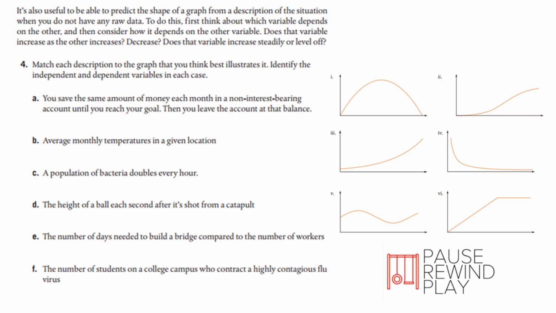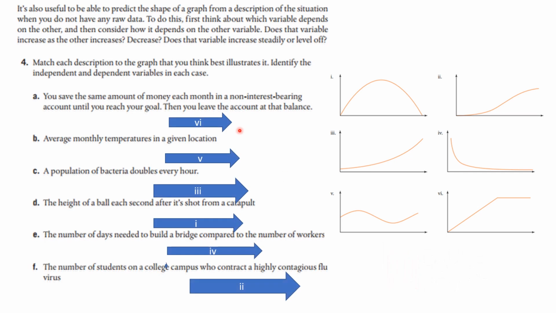Let's see how you did. So this is a 6. You've saved money, and then you just leave it there. It's not interest bearing, so it is flat after that. The average monthly temperature: it is cold in the winter, becomes hot in the summer, gets cooler, and then goes back the same once a year has passed. So that is 5.